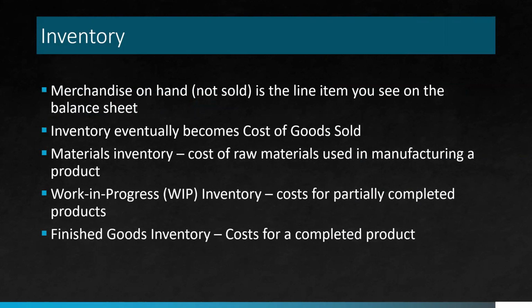Materials inventory is the costs of raw materials that are used in manufacturing a product. Work in progress inventory are costs for partially completed product, and finished goods inventory are costs for a completed product. So there are different stages of inventory.